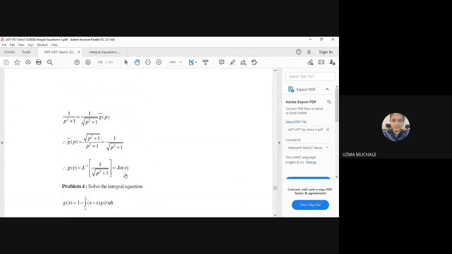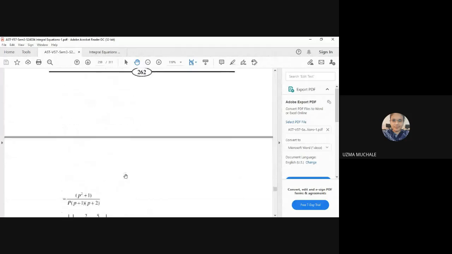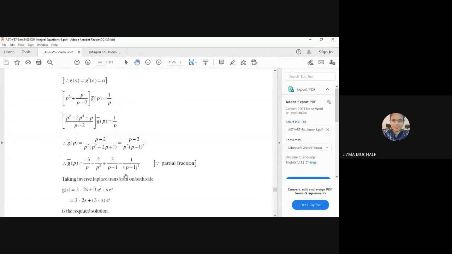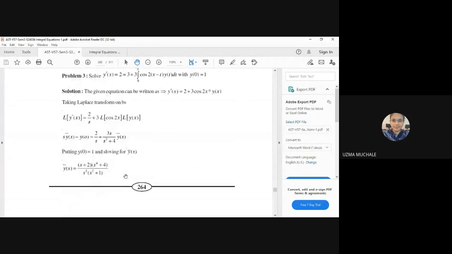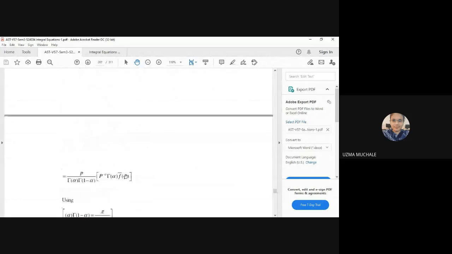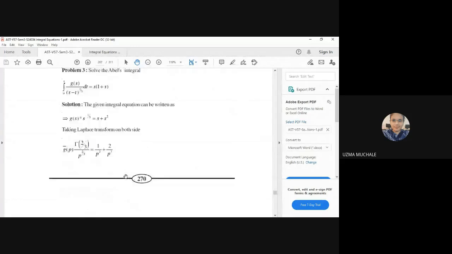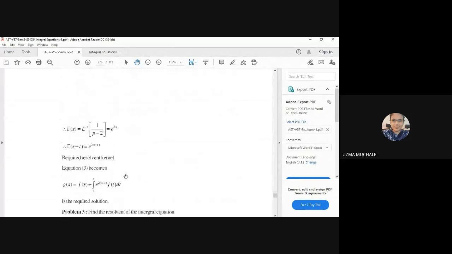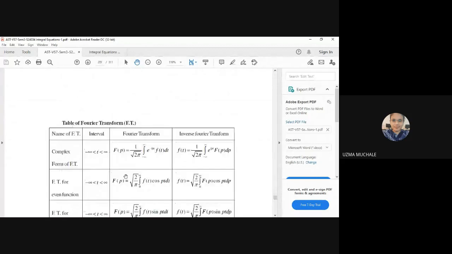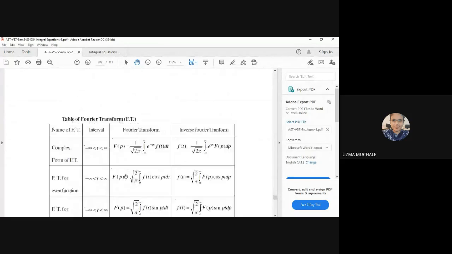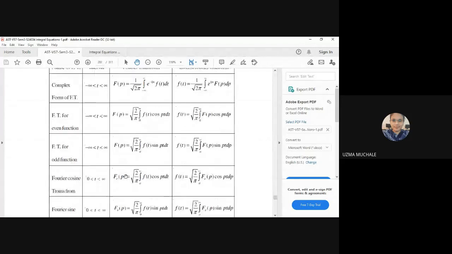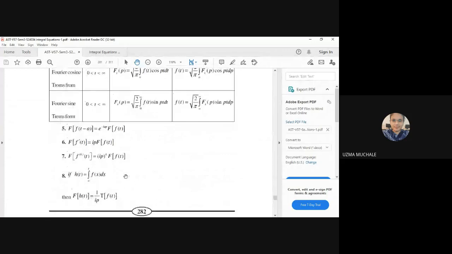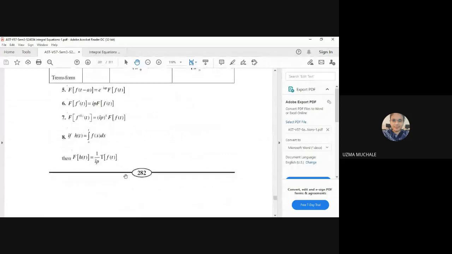Again, solve many more examples there for Laplace transform. I hope it is not very important to go through every example because you know what Laplace and Fourier transforms are. Many more examples are there. You have to solve all the examples, and then we can go to the Fourier transform. Here you can see you have to learn all these formulas by heart: Fourier transform, inverse Fourier transform, sine and cos. What is the Fourier transform of f of t minus a?